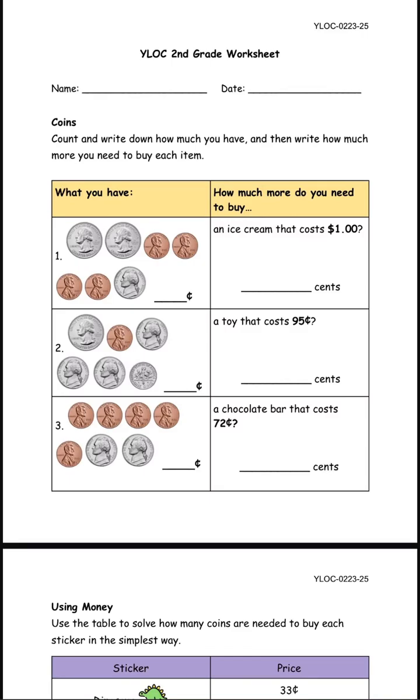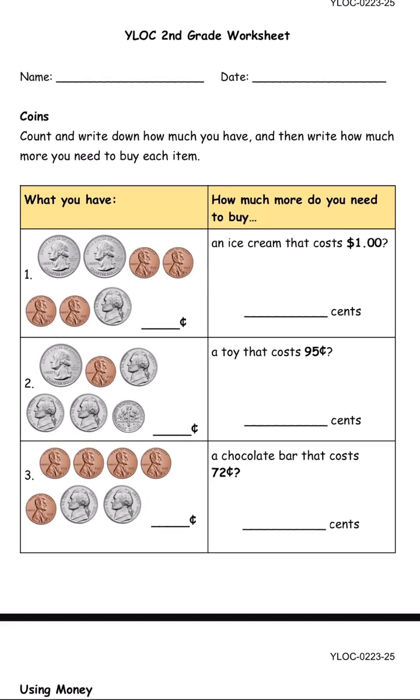Hi, this is YLog 2nd grade lesson 25, and today we're gonna start with coins. Count and write down how much you have, and then write how much more you need to buy each item. So over here is what you have, and over here is how much you need.